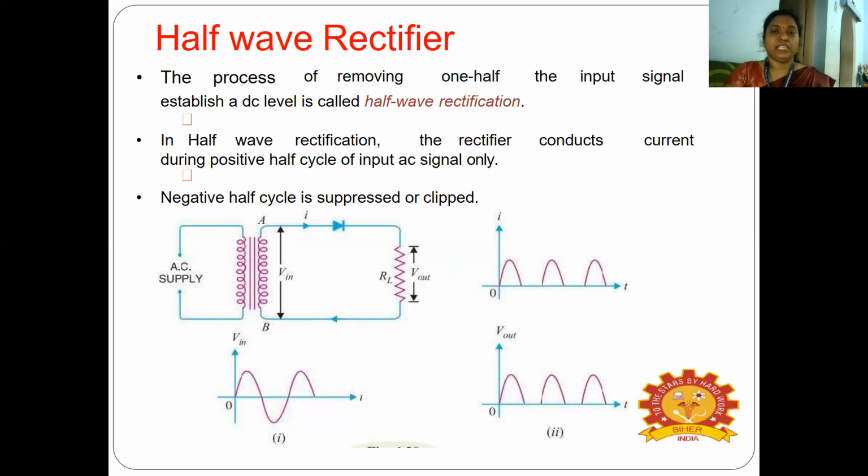In half wave rectification, the rectifier conducts current during the positive half cycle of the input AC signal only. The negative half cycle is suppressed, or clipped out. When you see the diagram, then you will come to know clearly.